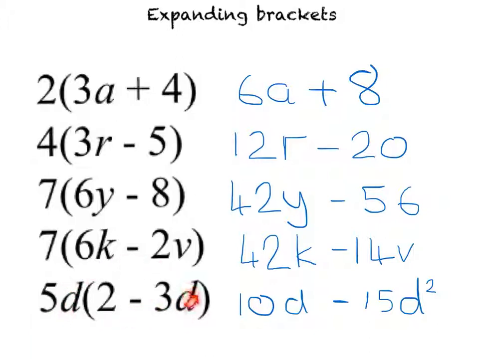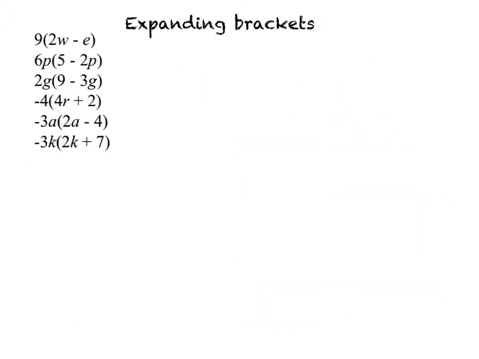Remember, d times d gets you d squared. And then 5 times 3 gets you the 15. This is a plus, this is a minus. Something good happened to someone bad is a bad thing. Okay, so slightly harder on the next slide.